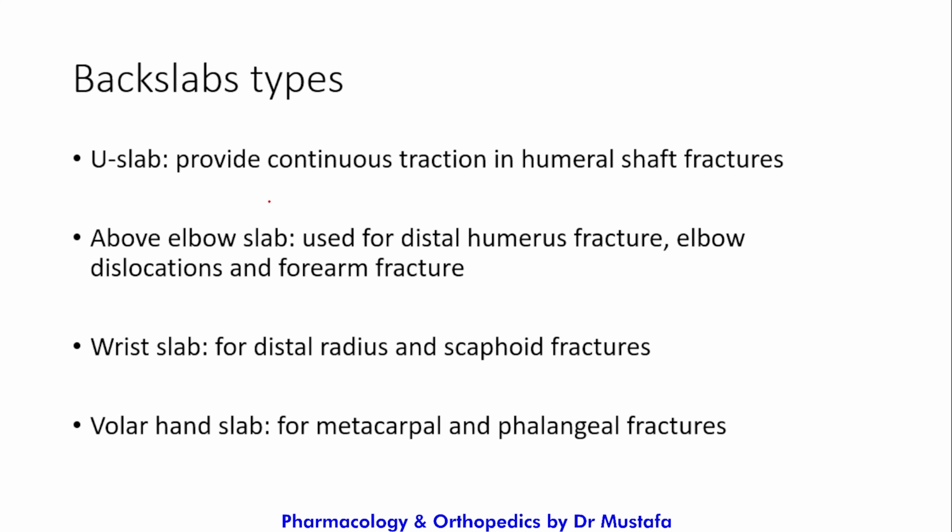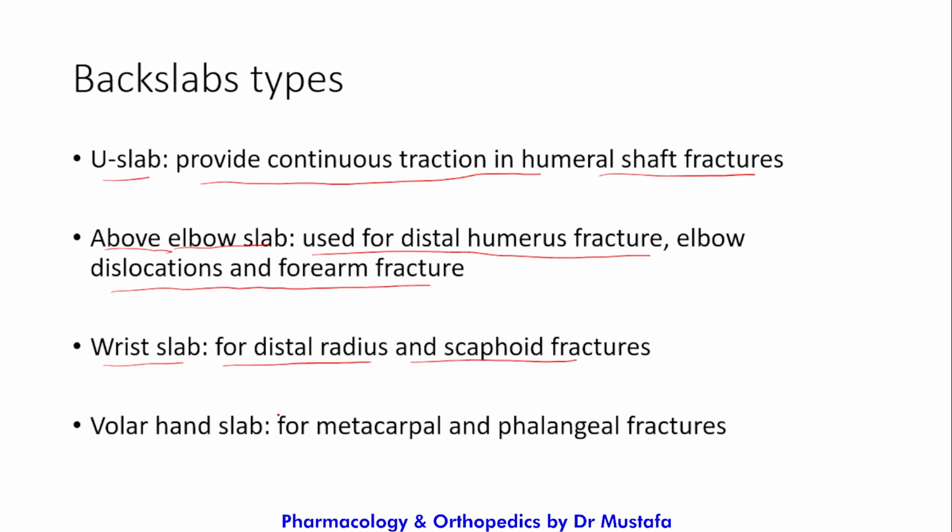The back slab types: we have the U slab that we talked about in the continuous traction. It provides continuous traction in humeral shaft fractures. The above elbow slab is used for distal humeral fractures, elbow dislocations, and forearm fractures. And the wrist slab is used for distal radius and scaphoid fractures. And we have the volar hand slab, which is for metacarpal and phalangeal fractures. Make sure to search every one of them just to see a picture of them so you have an idea about it.